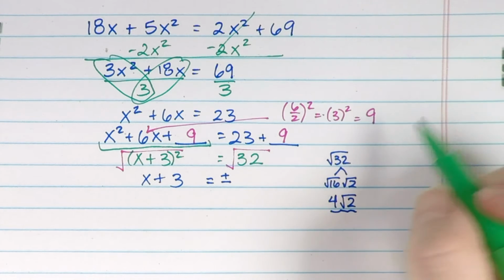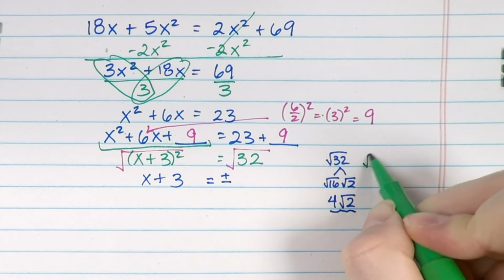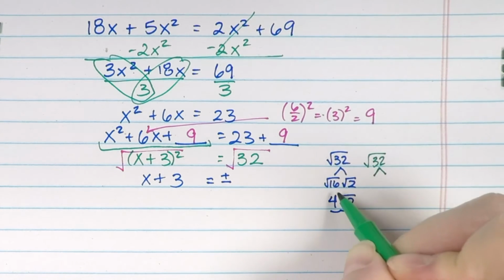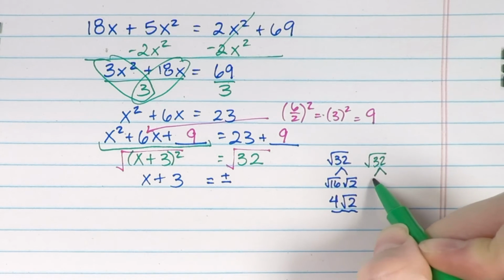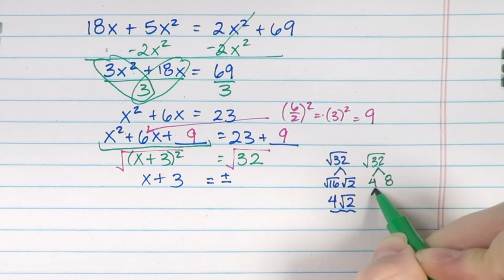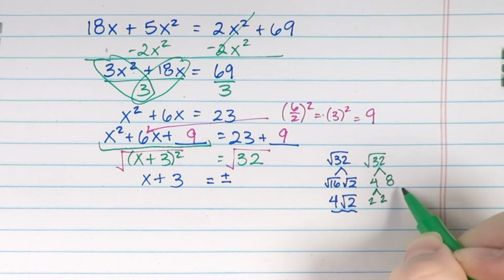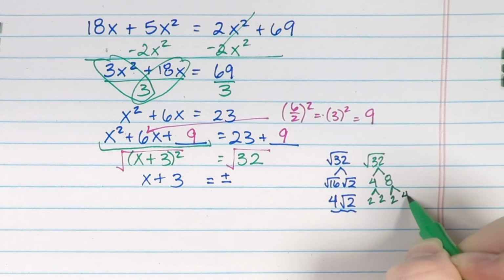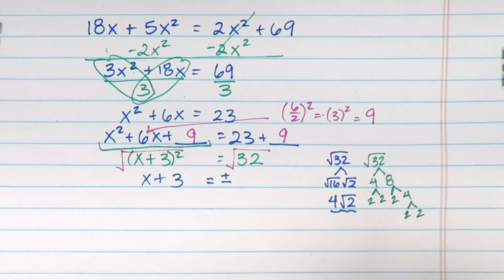Another way to simplify this, if you need to see if this worked out, is using the factor tree method. So say you didn't see that 16 went into 32, but you knew 4 did. So you can split this up as 4 times 8. 4 I can split up as 2 times 2, and then this 8 I can split up, we could do 2 times 4, and the 4 I can split up as 2 times 2 again.